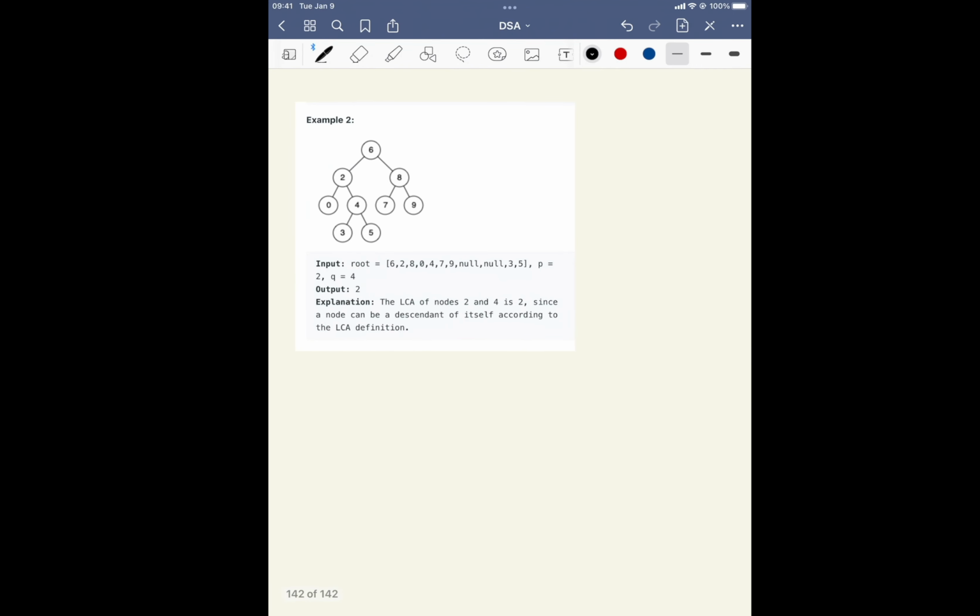For another example, we can see this tree. We're given the node 2 and we're given the node 4. 2 has a descendant of 4, and 2 is also a descendant of itself, so the answer is 2.